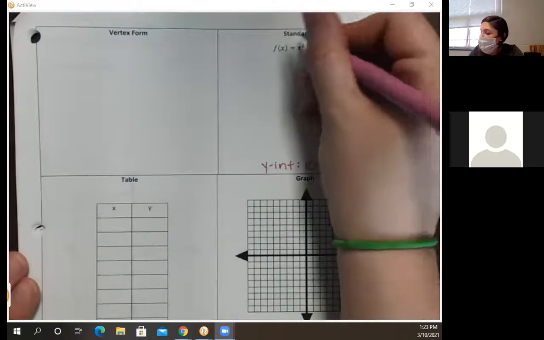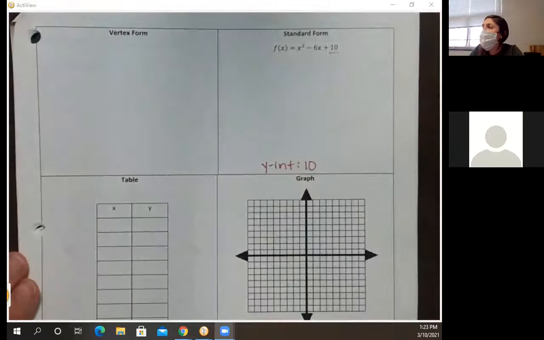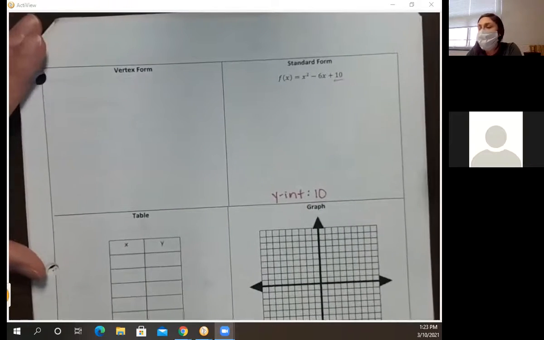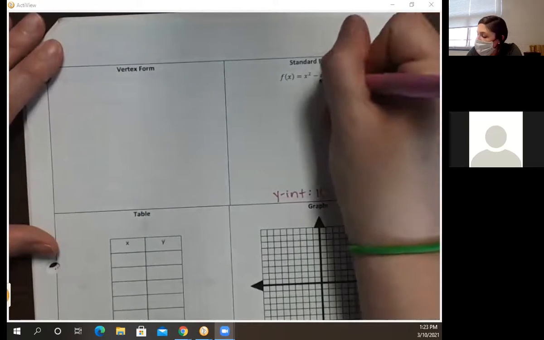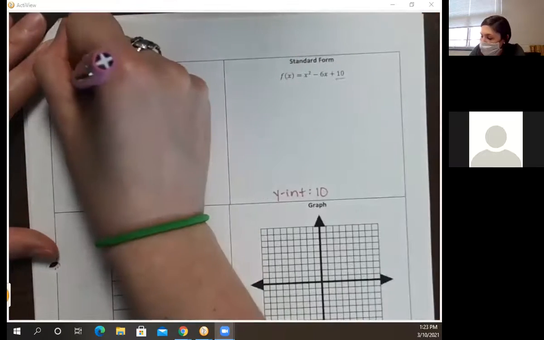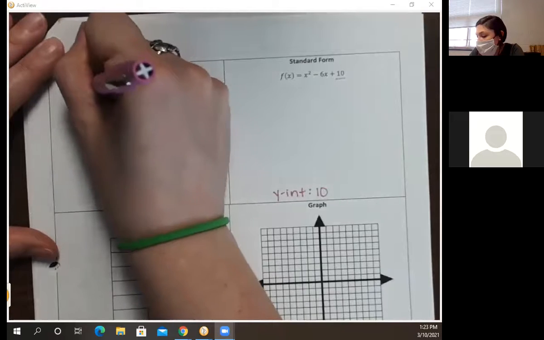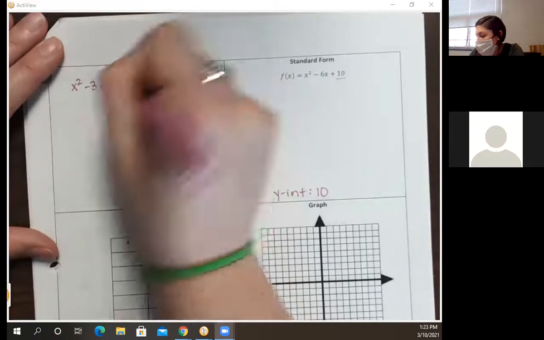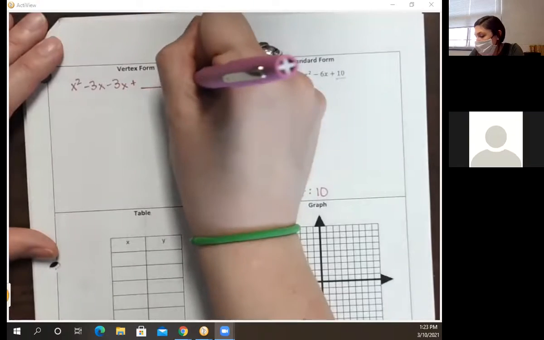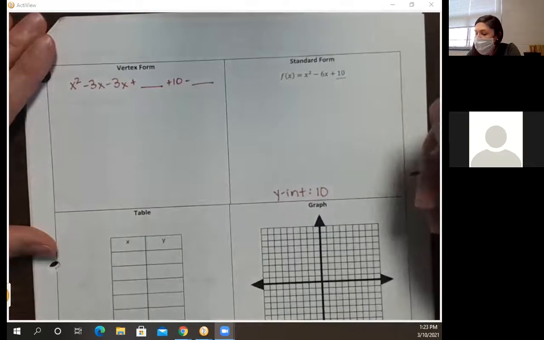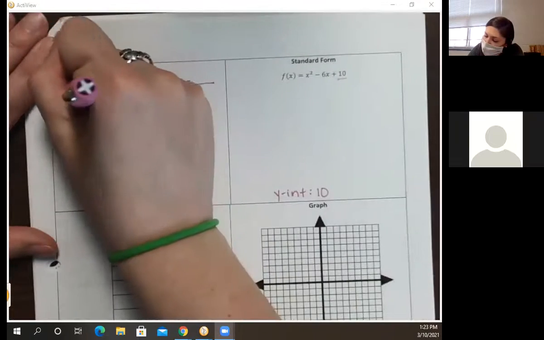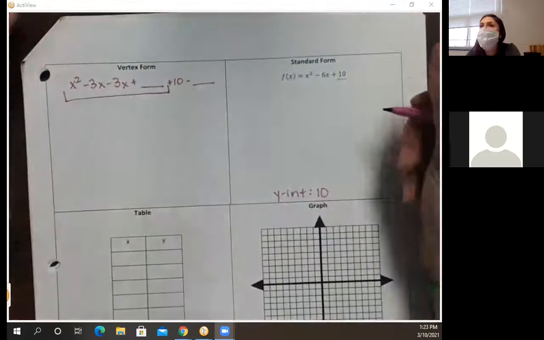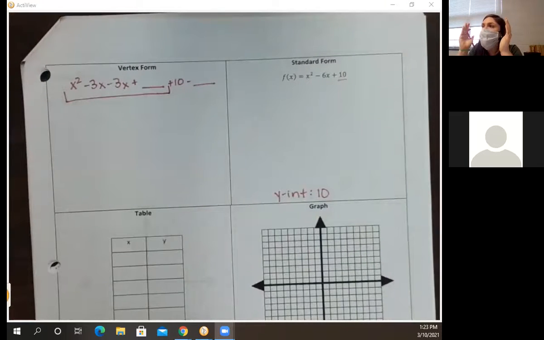And now I'm going to change from standard form into vertex form. This is something else that we practiced yesterday. Remember, we did that completing the square process. So I'm going to start by splitting up that middle term, x squared minus 3x plus something plus 10 minus something. So remember, the idea here is that this first part, I want to be able to write as x plus something squared or x minus something squared.